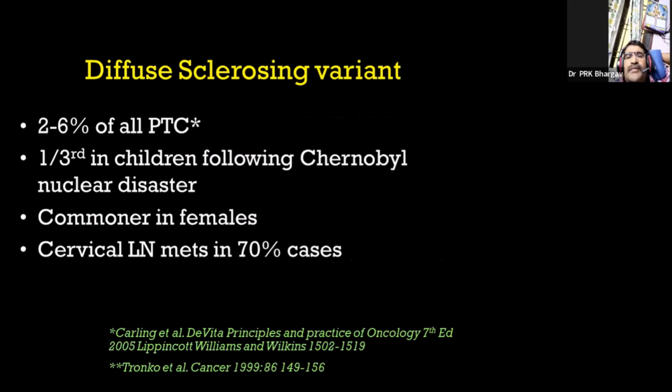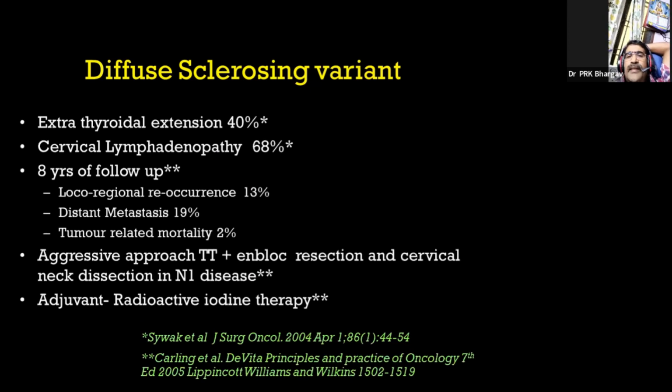Another unique feature of this diffuse sclerosing variant is that it occurs most commonly, as seen by Nikiforov, after the Chernobyl nuclear disaster. Up to 30% of the children who contracted this thyroid malignancy after this accident had the diffuse sclerosing variant. The cervical lymphadenopathy rate is very high, and extrathyroidal extension and all these things are high, with aggressive nature and high grade. Again, the treatment is aggressive with total thyroidectomy and liberal use of adjuvant therapy in the form of radioiodine therapy, and also EBRT.